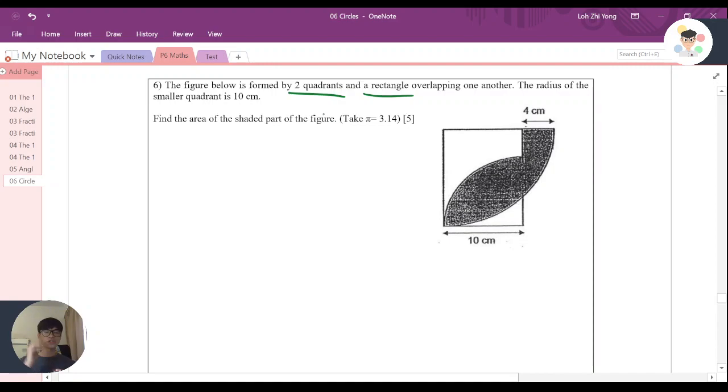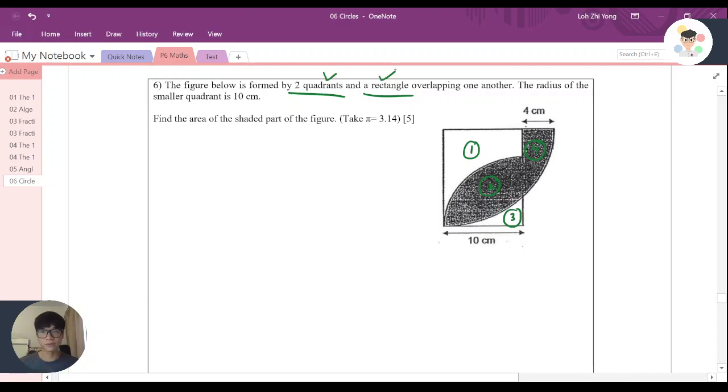Again, the shaded part is not really a shape, so it's quite difficult for us to find it out. But I've actually shared some methods in the previous question, so let's try to use the same method to solve it. First, we try to name 1, 2, 3 in each region. For example, I name here as 1, here as 2, here as 3, and here as 4. Now I know that there are two quadrants and one rectangle.